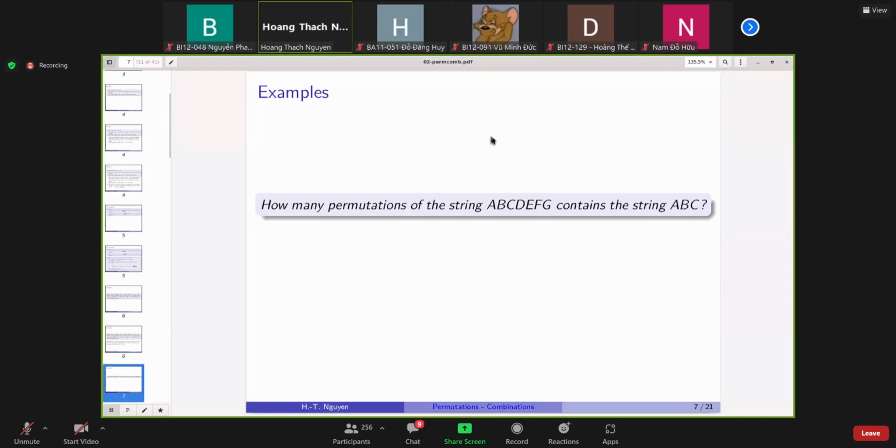Okay, here is another example. So we look at a string of 8 letters, and we shuffle the letters in this string. The question is: how many possibilities are there in which there is the substring ABC?